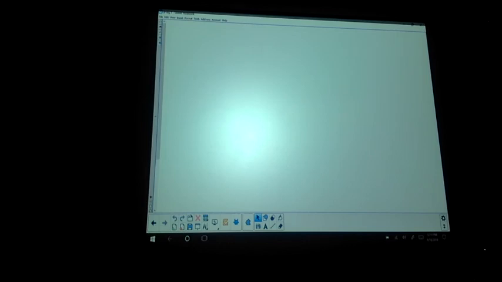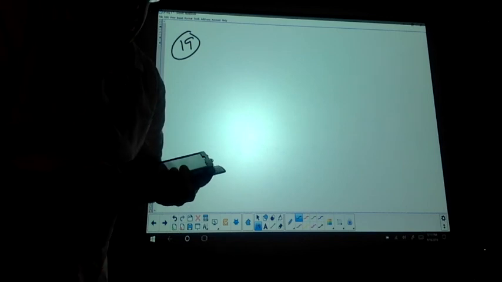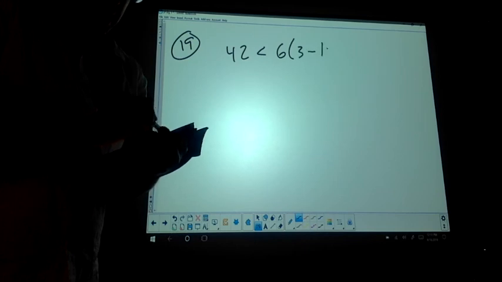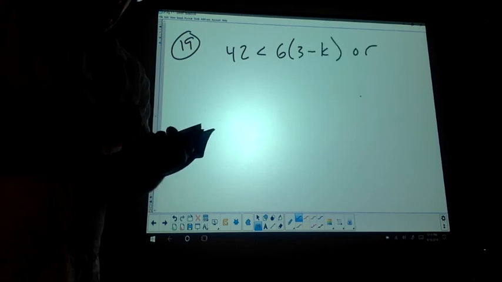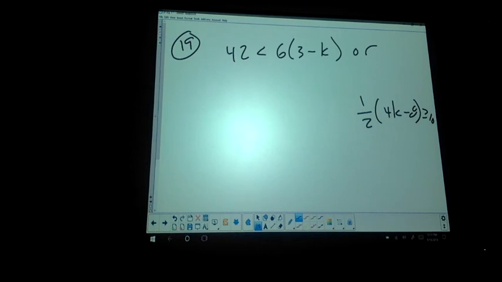Go ahead. Number 19. That's on the back side, huh? Okay. So it says 42 is less than 6 times (3 minus k), or 1/2 times (4k minus 8) is greater than or equal to 10. Is that right? And it kind of looks bad.